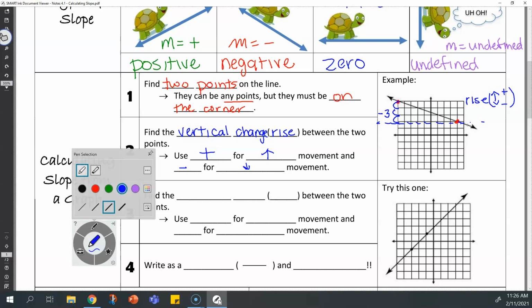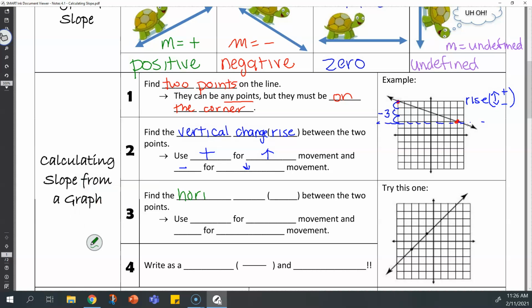The next thing I'm going to do is calculate the horizontal change, which we sometimes call the run. Our run is how you move side to side from one point to the next. So I know that I moved 3 down. Now I have to figure out, am I going to go left or right to get to that next point? If I go to the right, I want to use a positive number, and if I go to the left, I want to use a negative number.